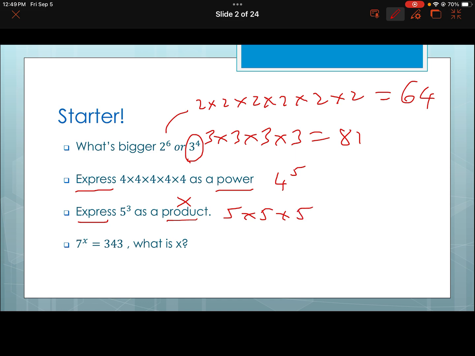If 7 to the power of x is 343, the only way for you to be able to do this is quite literally trial and error. So you should have done 7 times 7, which is 49, times by 7 is 343. Oh, well, look at that. It's 7 to the power of 3. 7 to the power of 3 is your answer. Cool. Okay, so that was last lesson.